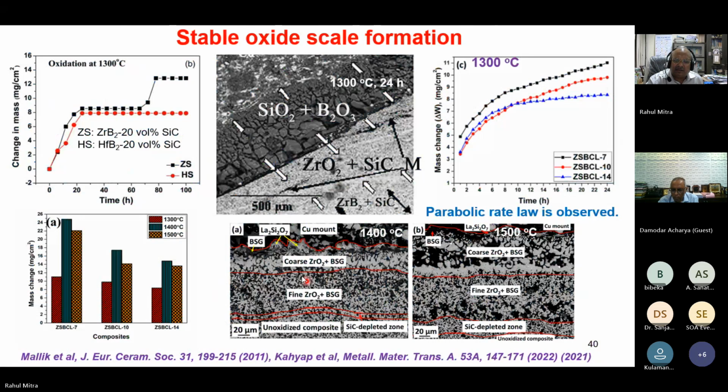And so there is a lanthanum silicate scale forming outside, and this is continuous at higher lanthanum hexaboride content. And this is of a refractory oxide nature. It is very protective.